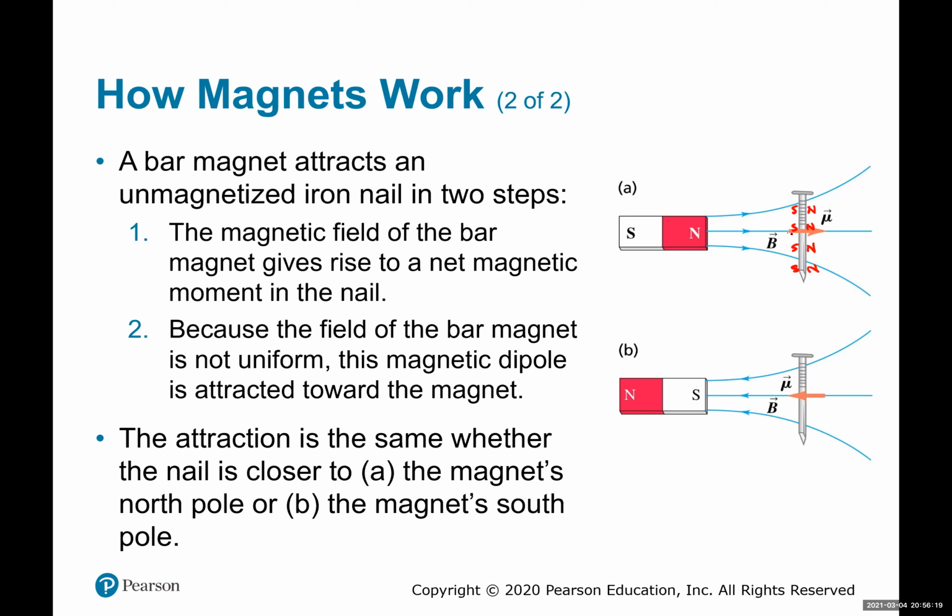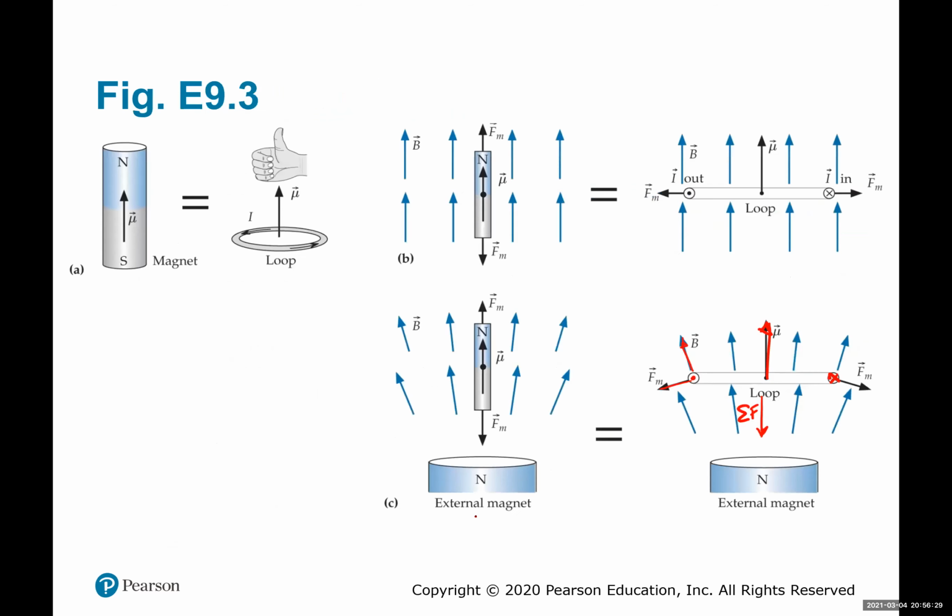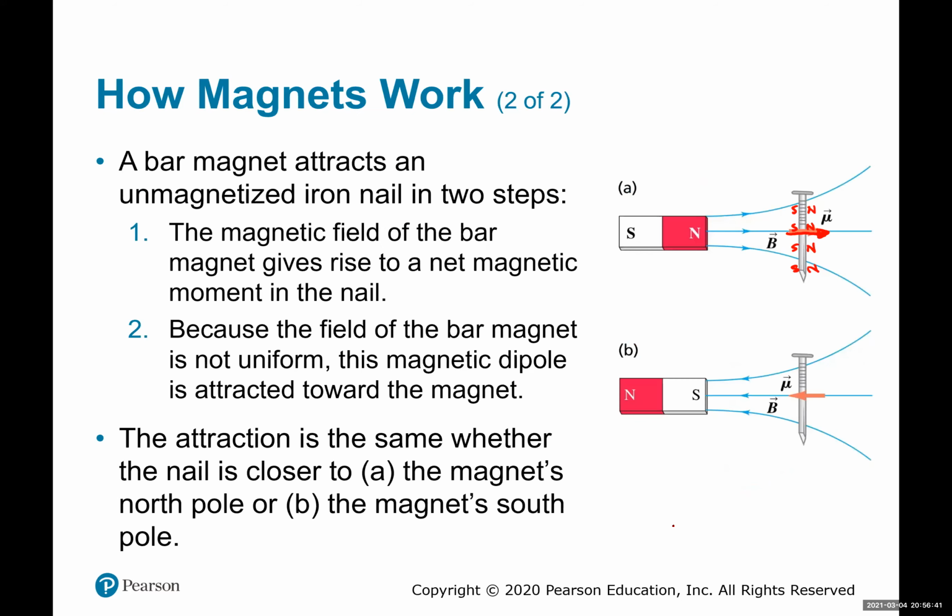So we've got a net magnetic dipole moment that way in a non-uniform magnetic field, which means, okay, hold on. Net magnetic dipole moment away from a magnet in a non-uniform field, in a diverging field, I suppose, means attraction. So that nail is attracted to the magnet.